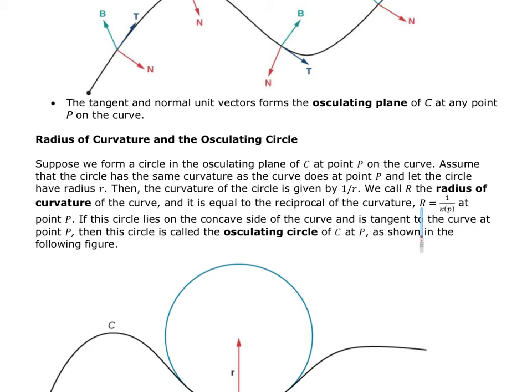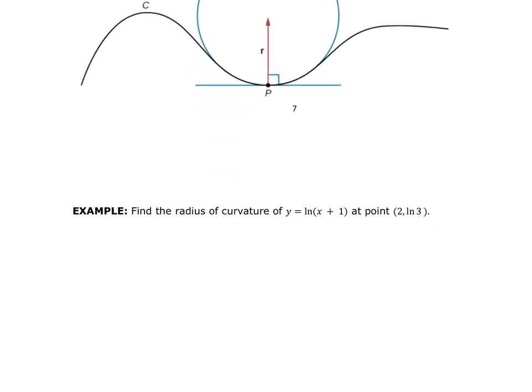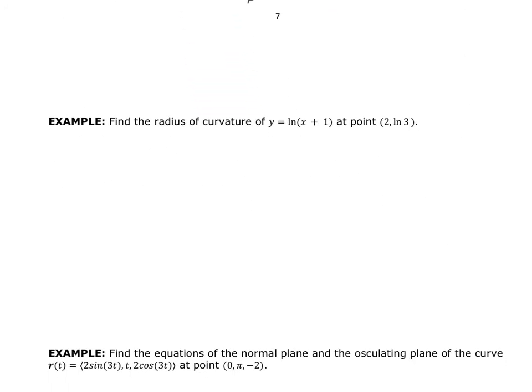So in other words, my radius of curvature is 1 over my curvature. That's my radius of curvature. And if the circle lies on the concave side of the curve and is tangent to the curve at the point P, then we call this circle the osculating circle of C at point P, as shown below. All right. So find the radius of curvature at this point.